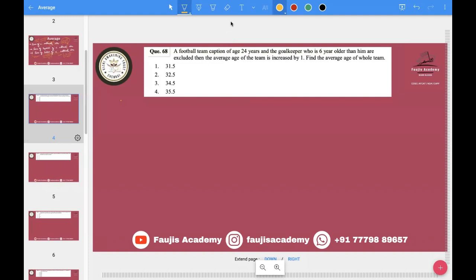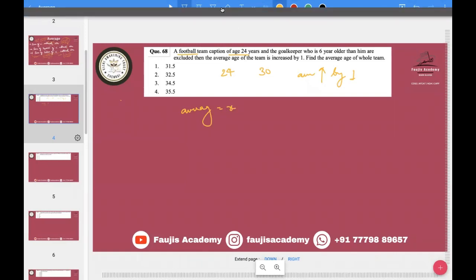Got it, guys. What is being asked here is that there's a football team and the captain's age is 24. The goalkeeper's age is 30, 6 years older than the captain. It says that if these two are excluded, the average age of the team increases by 1. Can we assume the average of the team as x?